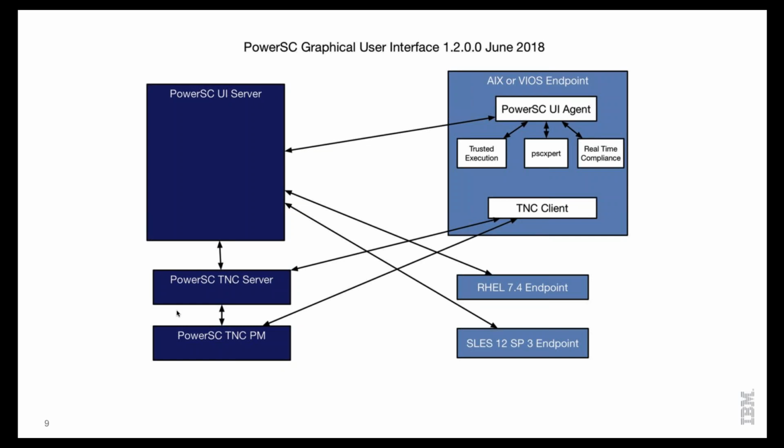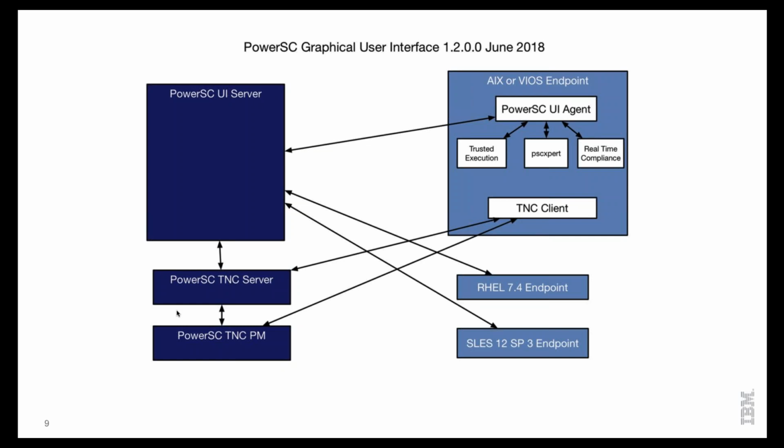Okay, and then the other thing to remember, lastly, is that TNC now interfaces with the UI server. What that looks like is there's a TNC client, which is another daemon process running on the endpoint, communicating to your TNC server. The TNC server has another component called the TNC PM, which downloads all of the service packs, IFixes, and technology levels. The TNC server interacts with that patch management server to update those TNC clients.